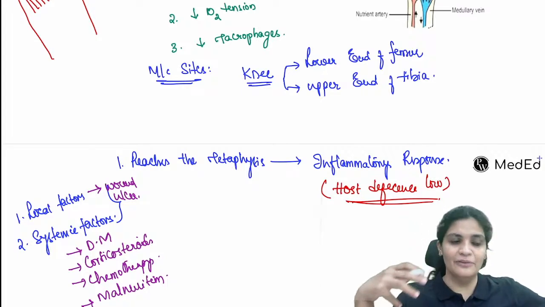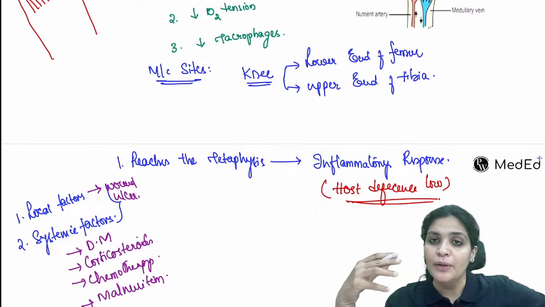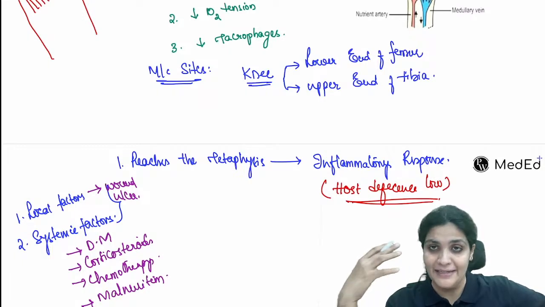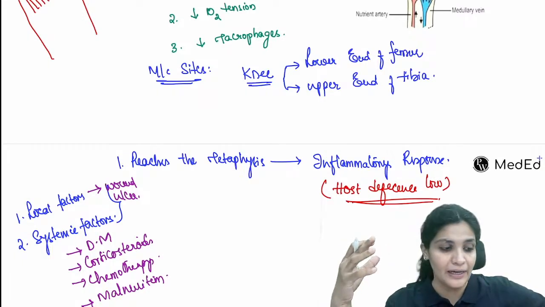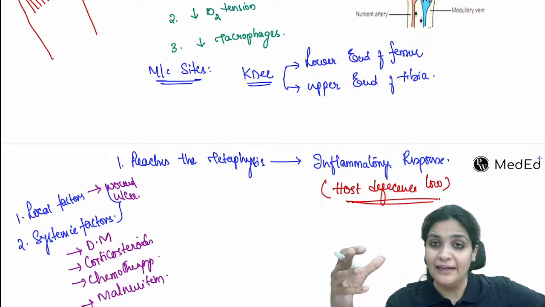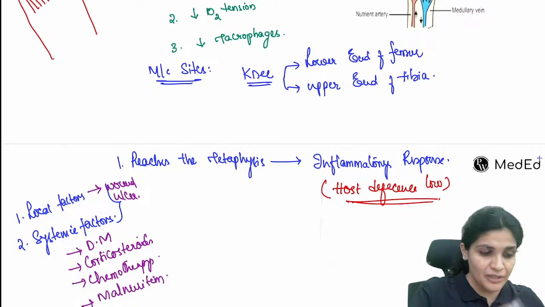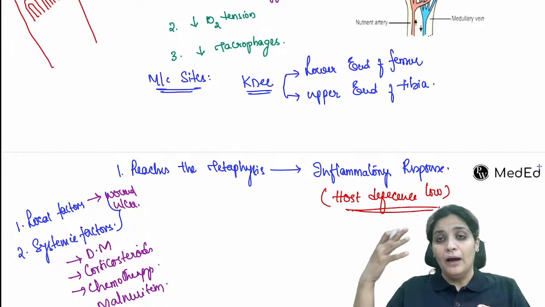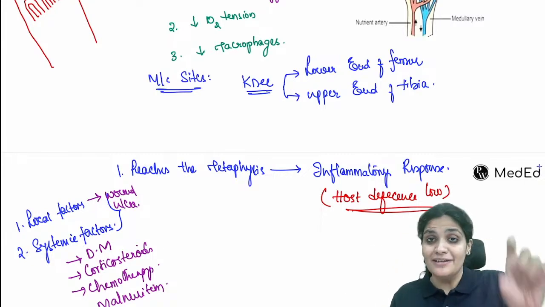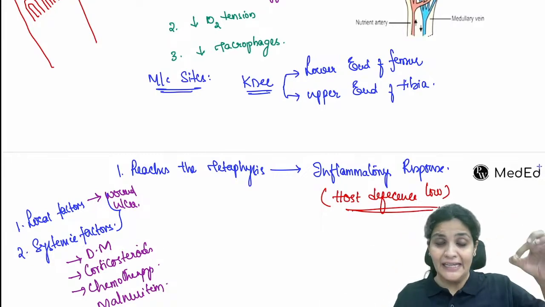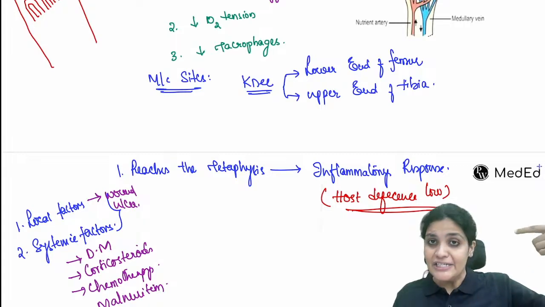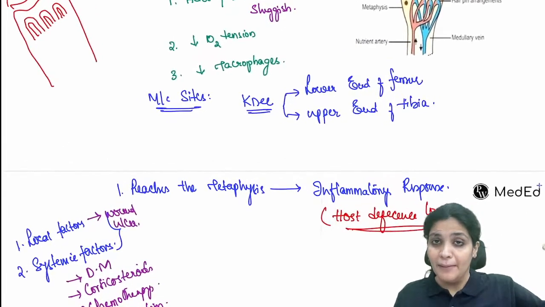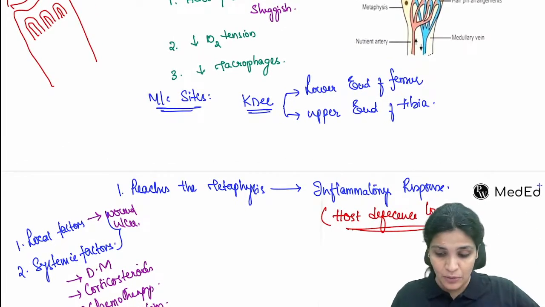So this local factor will lead to more bacteria. So if the bacteria is also more in number, then they will develop the infection. This is what you have to remember, right? So always remember the infection prevails when the host defense is low. So once this bacteria reaches the metaphysis, it initiates the inflammatory response. But remember that the host defense has to be low at that time.